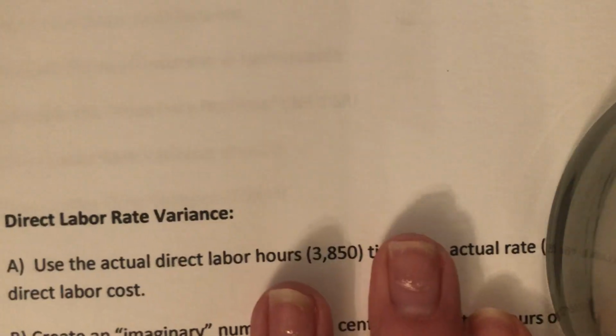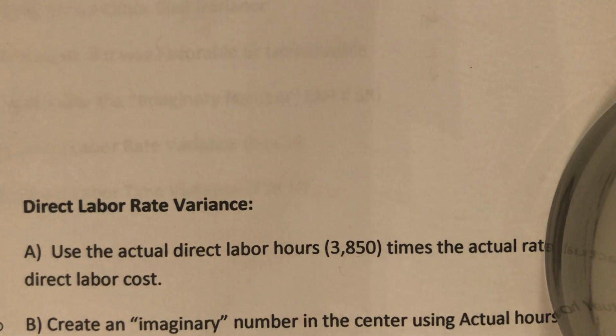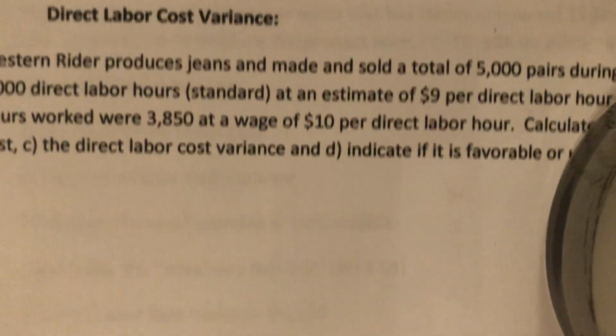Just a reminder, what we're looking at is the difference between actual amounts spent. Previously it was on material. Now we're looking at actual amounts spent on labor versus what you budgeted or expected to spend, and we refer to that amount as a standard now. That standard equals budgeted or estimated. So we use a standard system. Okay, this is still Western Rider jeans.